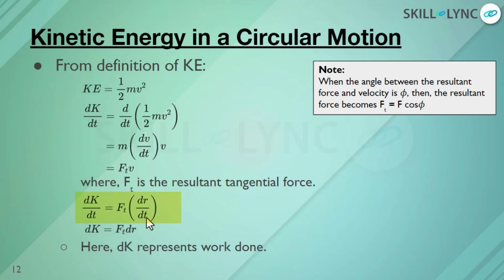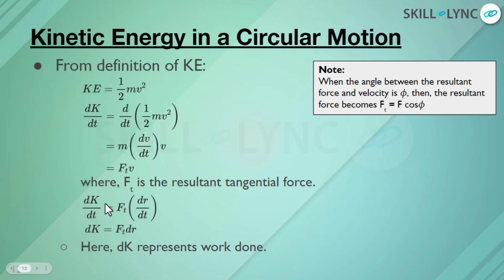Further, dK by dt can be written as Ft into dr by dt. Here in this equation we have elaborated the v. V is the velocity of the body, which can be written as dr by dt, where r is the distance traveled, and we already know that velocity is equal to distance traveled per unit time.